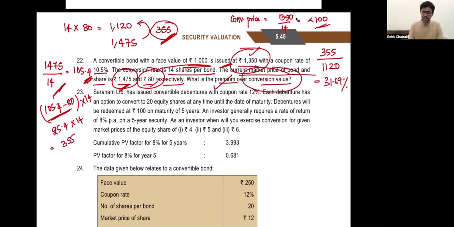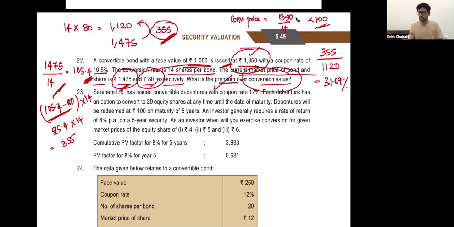It might not be exactly equal to 355, maybe because we have rounded it off over here, but otherwise it's going to be almost close to 355. Can you actually calculate this number and confirm if it's 355? Yeah, it's the same. So the premium can be calculated in two ways.